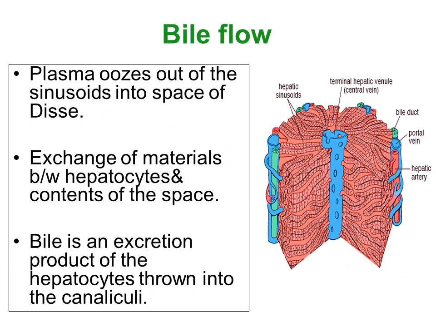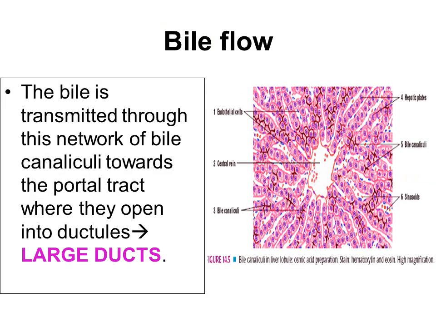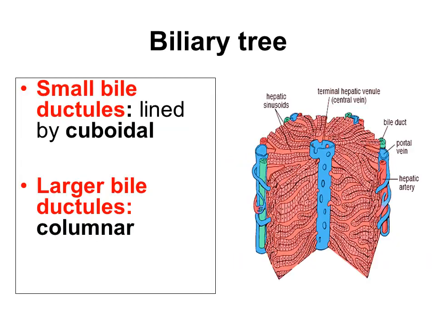So if we discuss the bile flow in detail, the plasma oozes out of the sinusoids into the space of Disse, resulting in exchange of material between the hepatocytes and the content of the space. Bile is an excretory product of the hepatocyte which is thrown into the canaliculi. The bile is transmitted through this network of bile canaliculi towards the portal tract, where they open into ductules or the larger ducts. The small bile ductules are lined by cuboidal epithelium, whereas the larger bile ductules are lined by columnar epithelium.